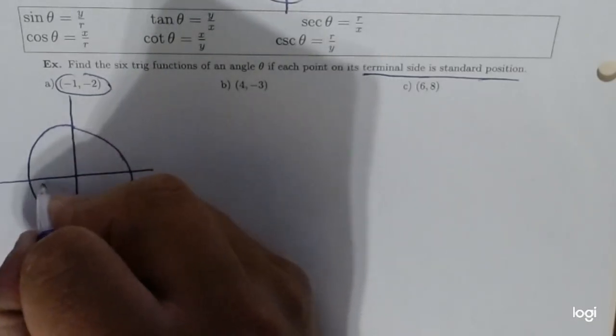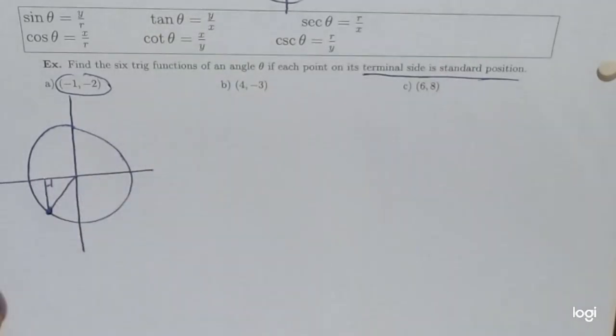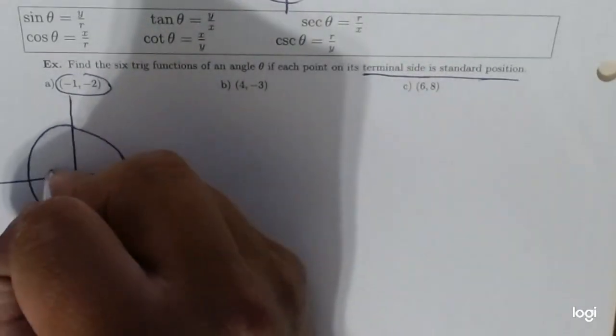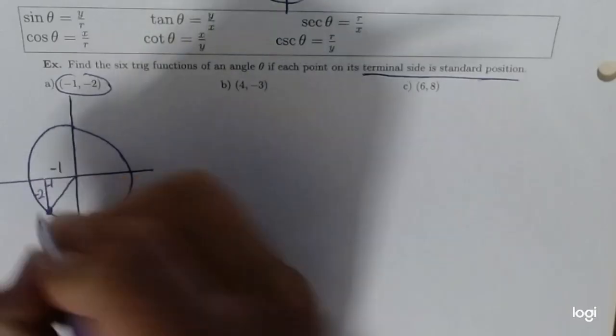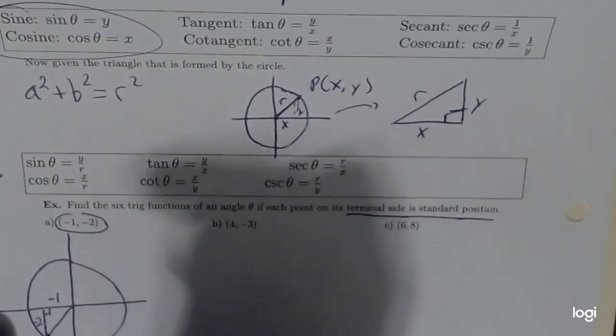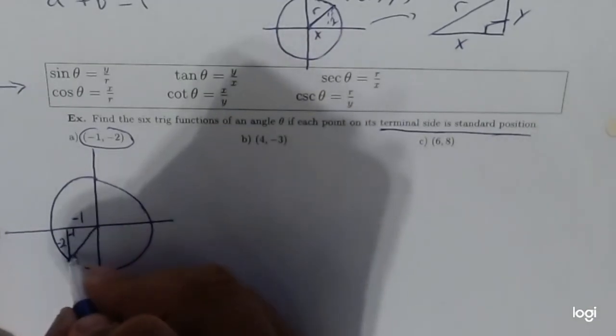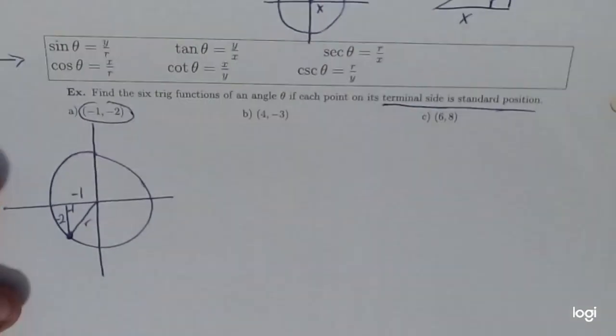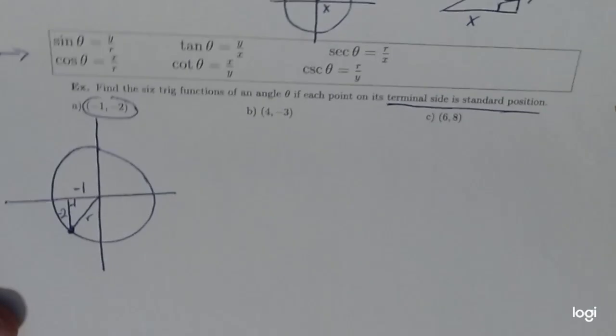Now if we make our triangle like that, and remember this is the x coordinate, so it'll be -1, and the y coordinate is going to be -2, respectively to our portion here. The radius is always going to be from the origin to the point itself, so that's r. Now what this means by the terminal angle.